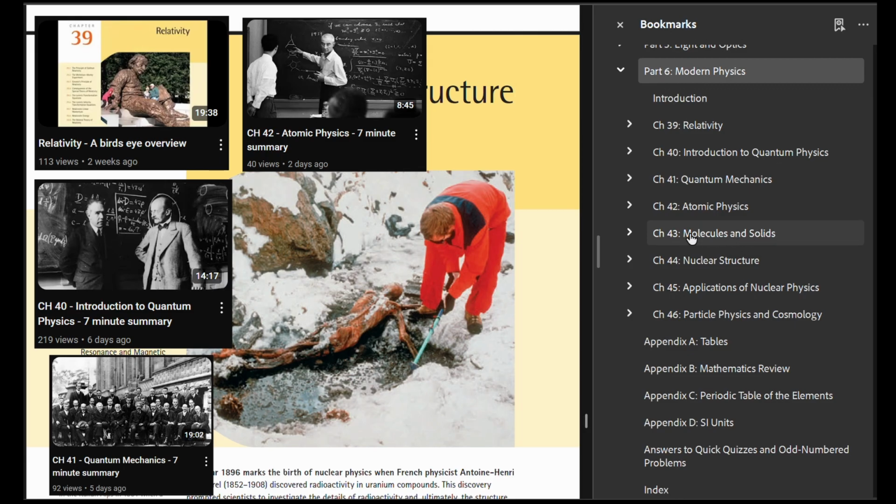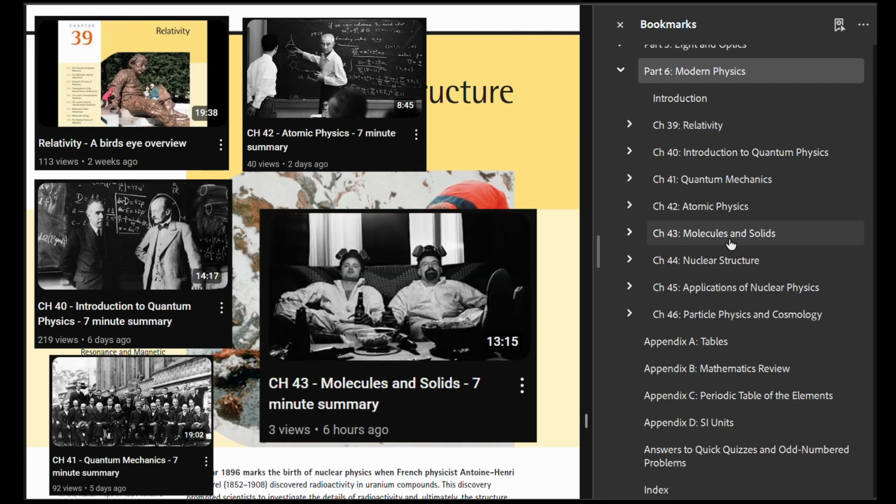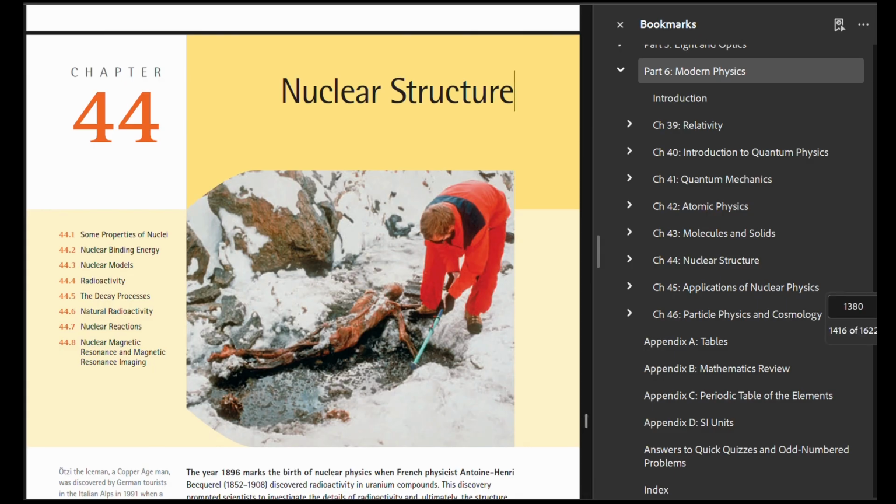I just posted a quick molecules and solids 7-minute summary on my phone. Maybe you guys can enjoy that. Right now, I'm doing it on my computer. And then we got 2 more chapters after that. So let's get right into it.